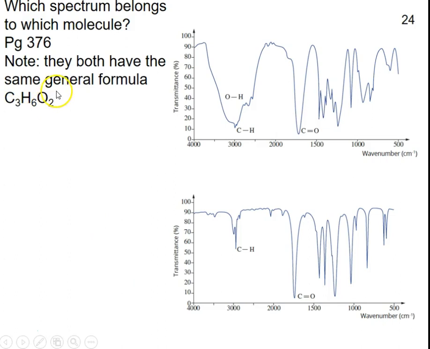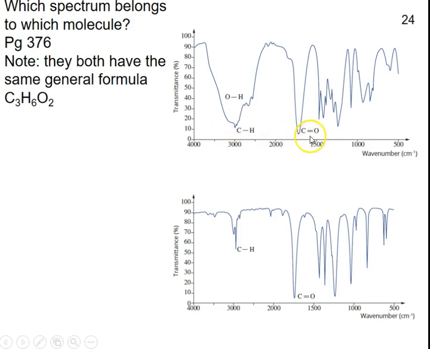Okay, so quite often with these you'll get a molecular formula, and you'll have to work out what particular molecule it is when I've got 3 carbons, 6 hydrogens, and 2 oxygens. Both of these spectra have the same formula but different molecules. So these spectra will help us work out what particular molecule we've got.